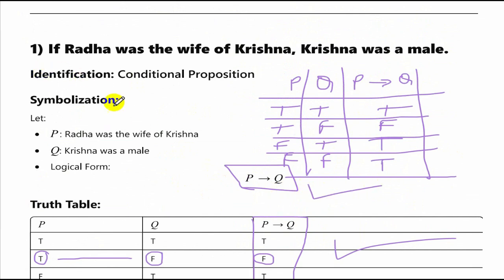Now, identification. This is a conditional proposition. This, known as if then, is a conditional proposition. So we have biconditional and conditional, we have two of them. A biconditional will look like this: if and only if. This part means if and only if. It's also known as biconditional.